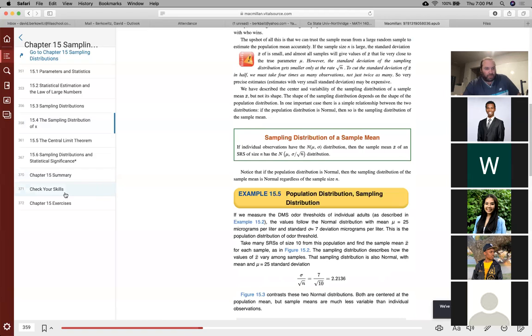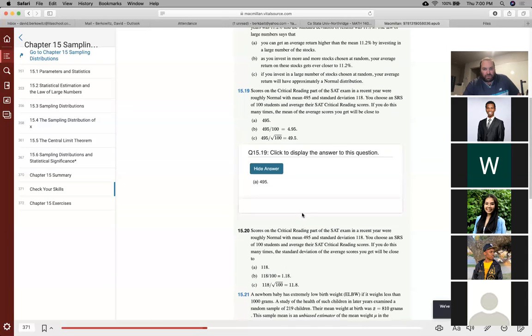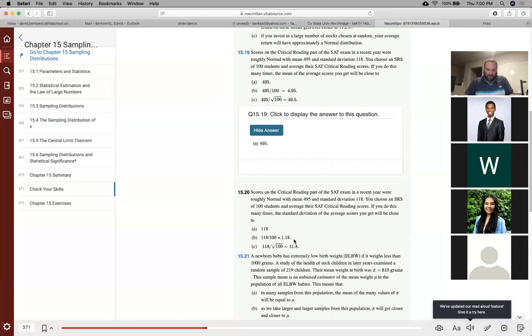Well, that's the follow-up question. All right, so this is A, 495. And the same question, if the original sigma was 118, then what is the new sigma? Is it A, 118, B, 1.18, or C, 11.8? So by the count of 3, 1, 2, 3. So I got lots of C's, got more C's, got an A, uh-oh, got a B.